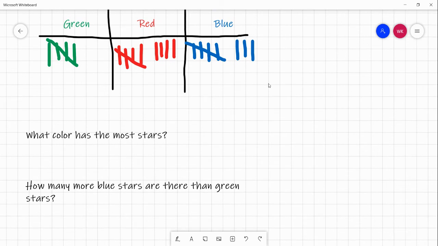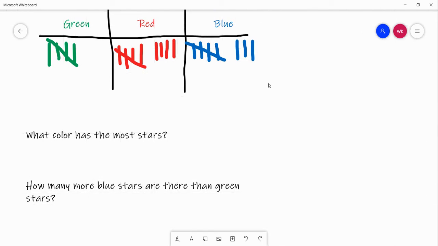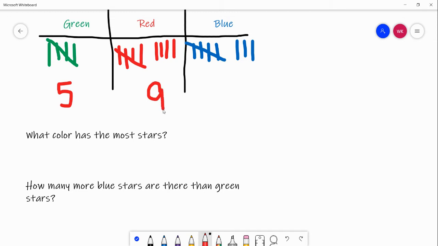All right, now we have 2 questions that we need to answer. So my first question is, what color has the most stars? So let's count the stars in each of them. So green has 5, red has 9, and blue has 8. So which category, green, red, or blue, has the most stars, the most tally marks? It would be red, right? Because red has 9, and that has the most tally marks in our tally chart. So I'm going to write red has 9.